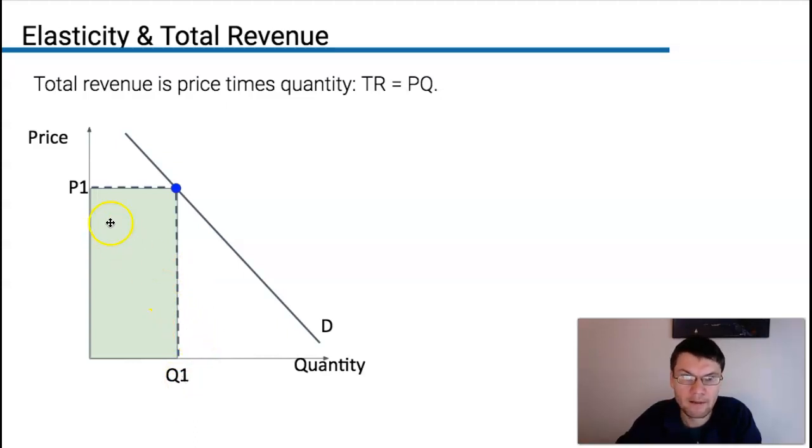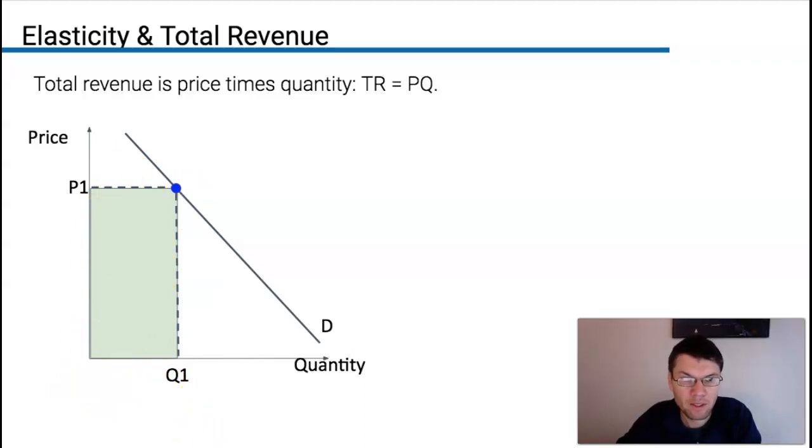And so geometrically, if the price in the market is price 1 and the corresponding quantity is Q1, the amount of total revenue equals the area of the rectangle under the demand curve marked by that blue dot, because the height of the rectangle is the price, the width of that rectangle is the quantity, so the product of price times quantity is just the area of such rectangle.